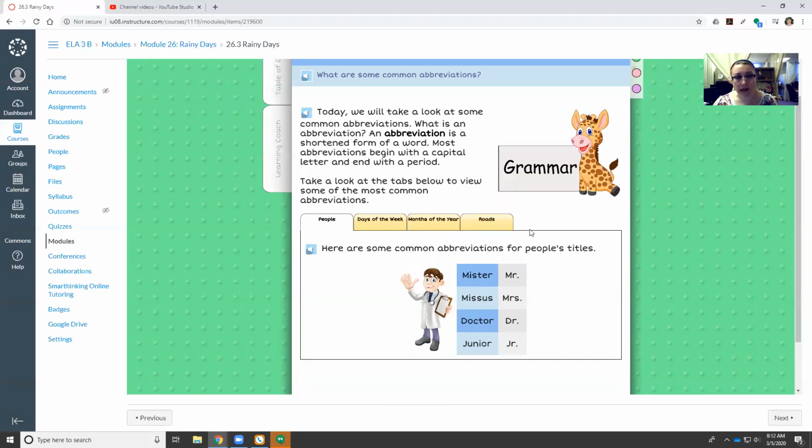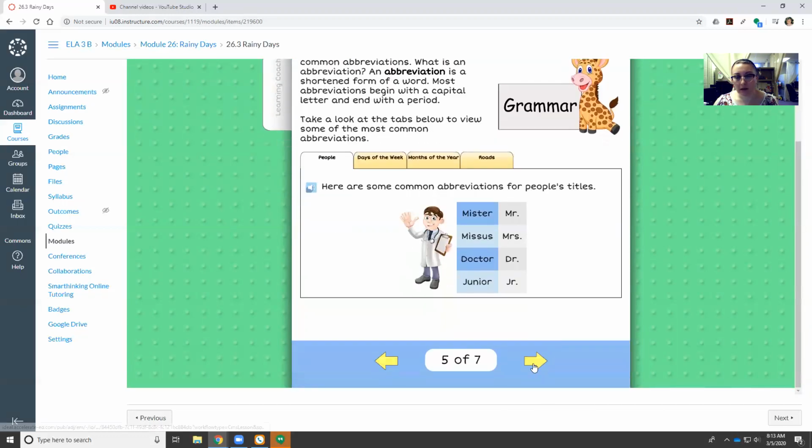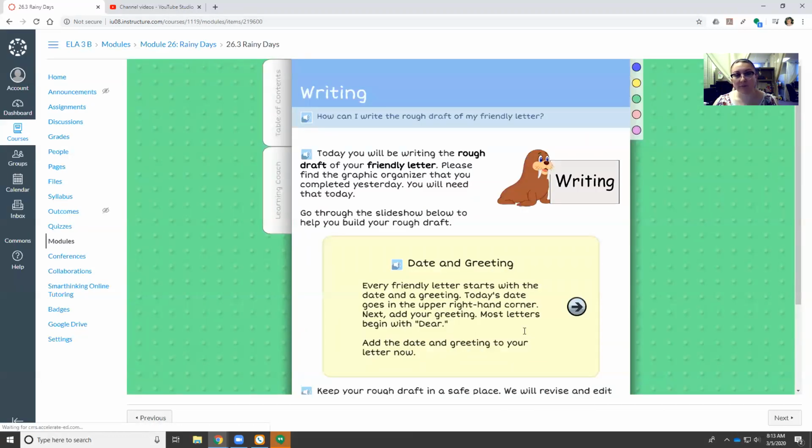So there are 4 tabs here: people, days of the week, months of the year, and roads. So some common abbreviations you see regularly. So like Mr. becomes M-R period for Mr. and Mrs. becomes M-R-S period. Doctor, D-R period. Junior, J-R period. So take a look at those because most of them you probably are very familiar with.